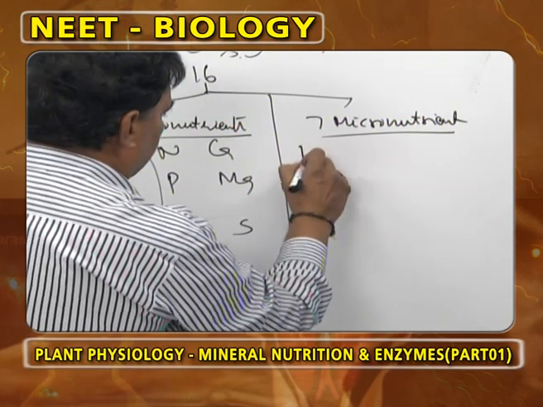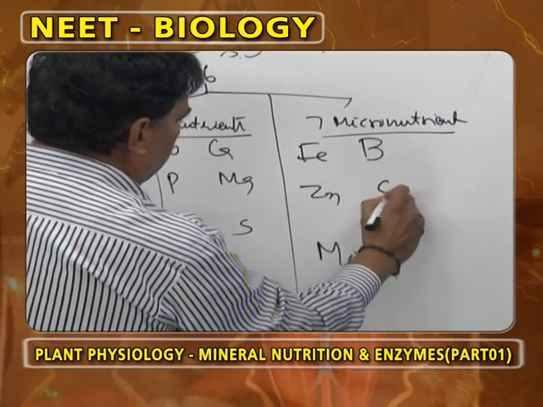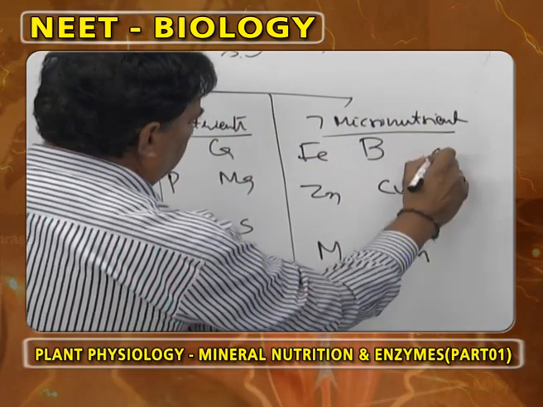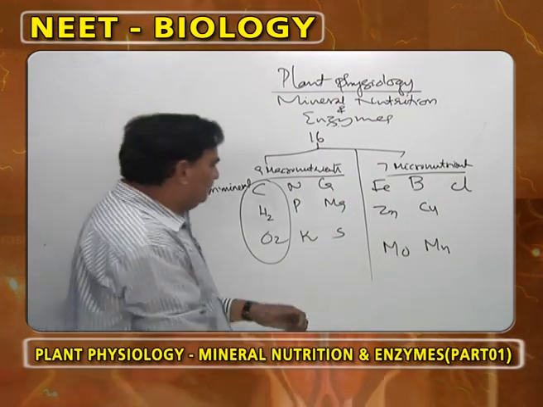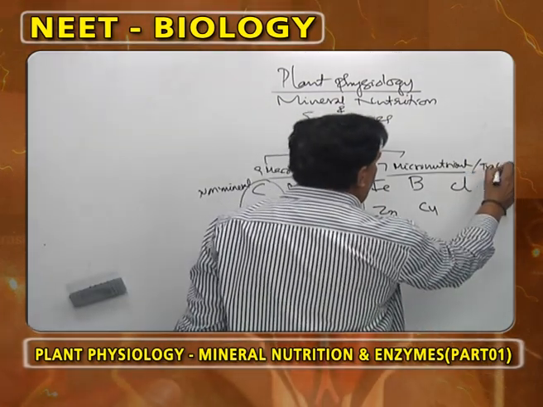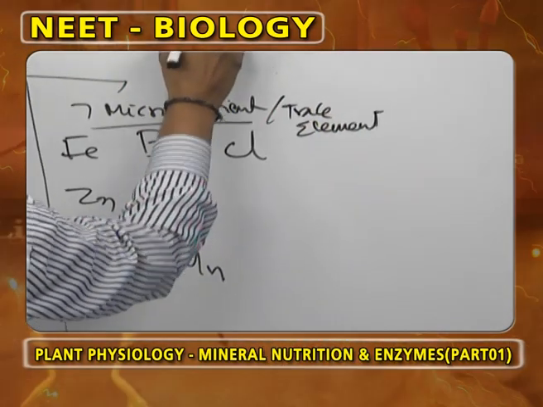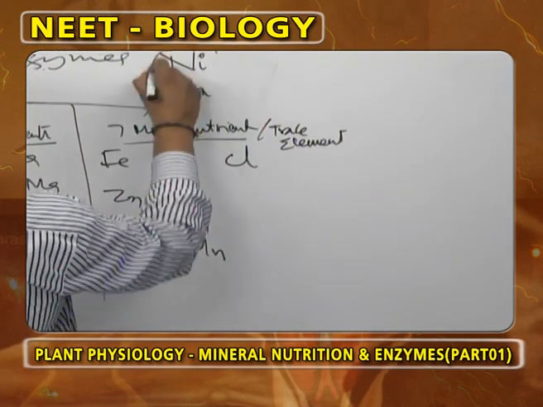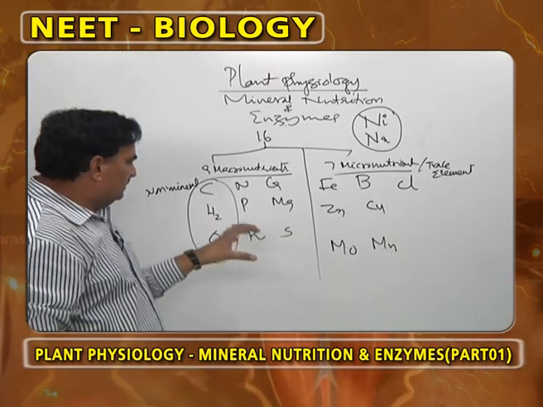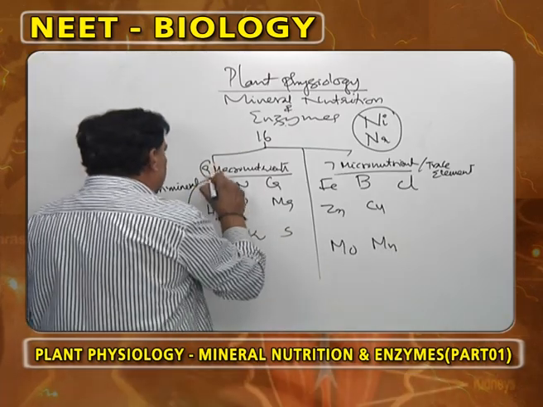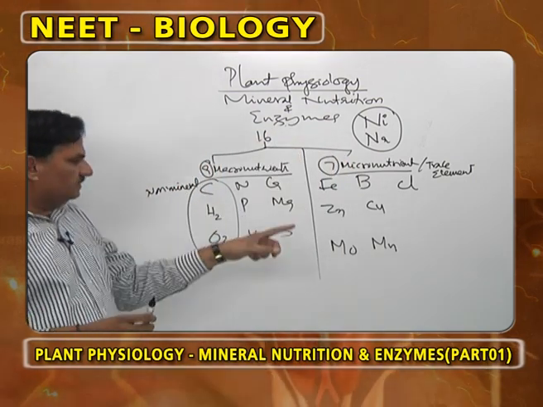Micronutrients are iron, zinc, molybdenum, boron, copper, manganese, chlorine. All are mineral micro elements. Micronutrients are also called trace elements. Recently, 2 more were discovered as microelements. They are nickel and sodium. So, these are mineral microelements, 9 used in larger amounts, 7 used in minor amounts. So, these are important ones.